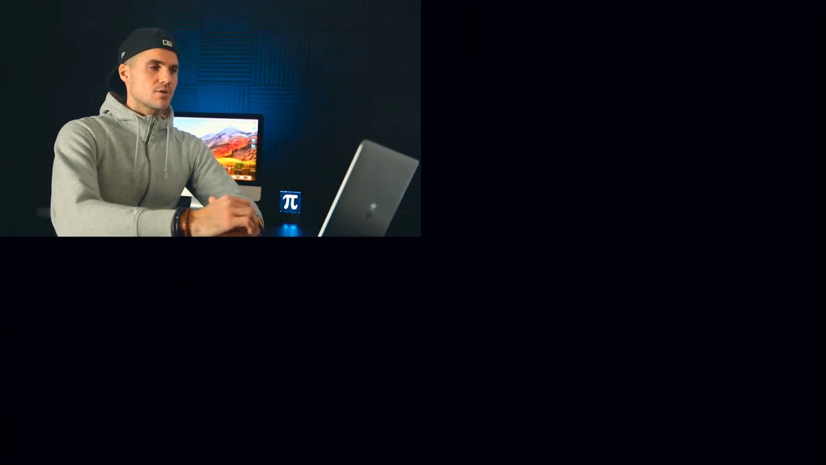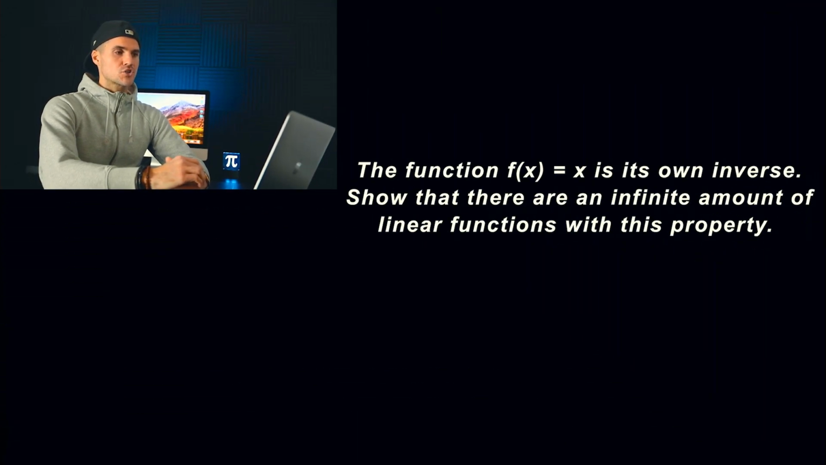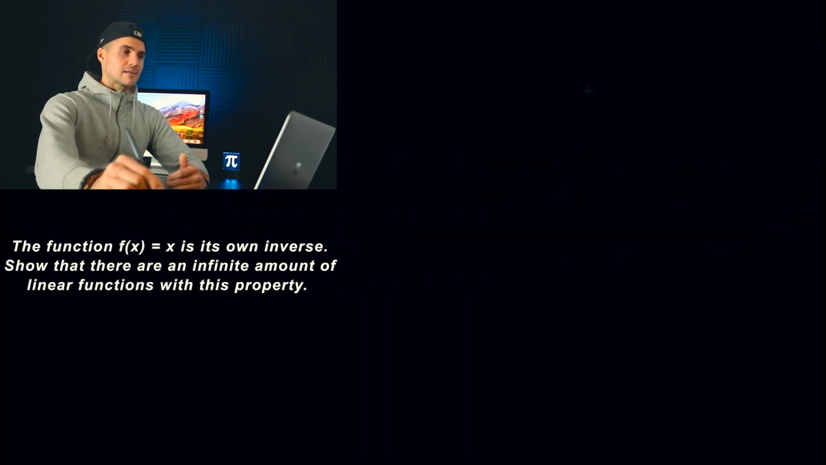Patrick here. Moving on to the next example in the Unit 1 Advanced Functions test. We are told that the function f of x is equal to x is its own inverse. And what we have to do is show that there's an infinite amount of linear functions that also have this property where the inverse is going to be the same as the original function. I touched on this in a video in the lecture videos, if you watch those, but we're going to go through it again here.